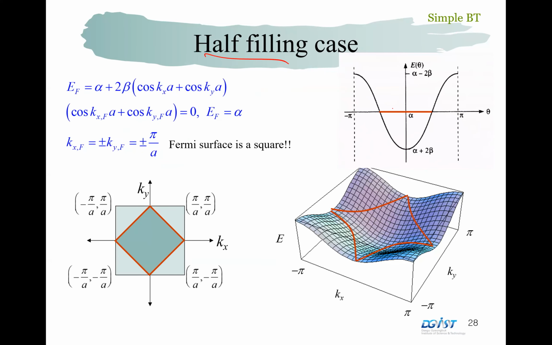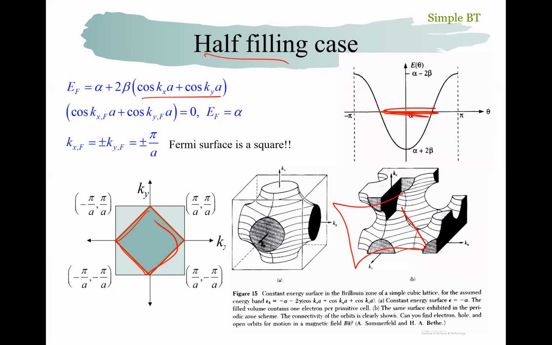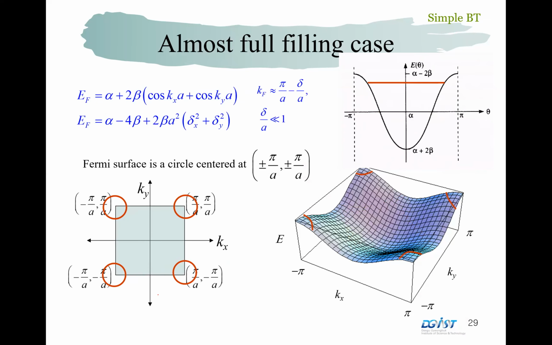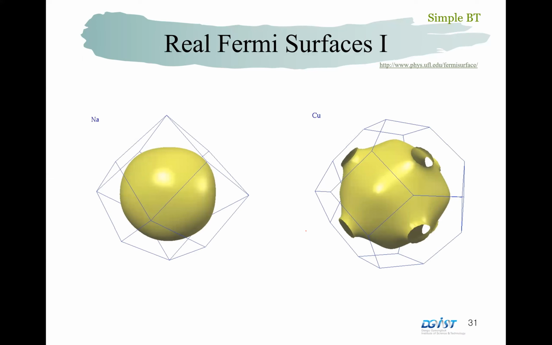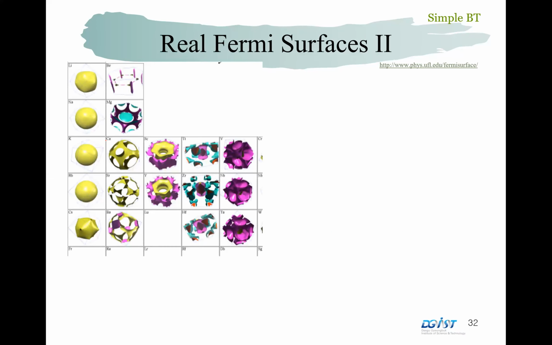And if we have half filling, somewhere here, this term is almost zero. So we have such a square shape of the Fermi level, the Fermi surface, or a little bit bent to a square shape. And this is some real Fermi surface. Now you can understand what's going on here. This kind of shape came from here. And in the almost full filling case, the electron is somewhere here. We can take another approximation, and the Fermi level has such a kind of part of circles. Okay, so this is the real Fermi surface of copper, sodium and other materials.